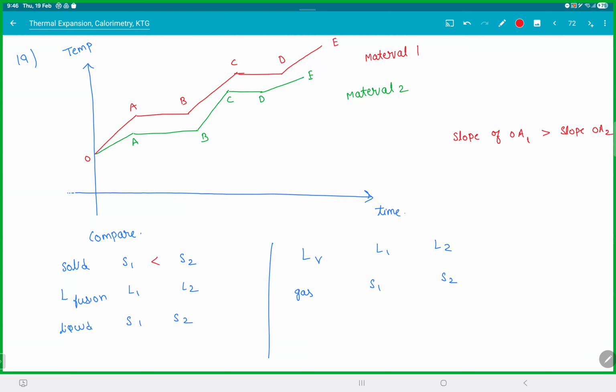Between the ABs, which AB is bigger? The green AB is bigger. So L2 is greater than L1. Between BC, the red slope is smaller. S1 greater than S2. That's it. You just have to compare this.